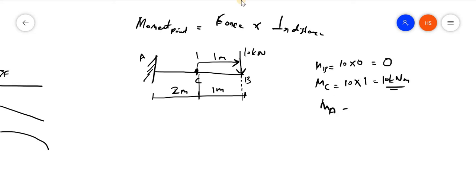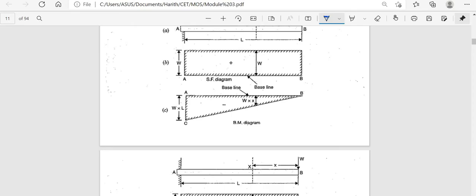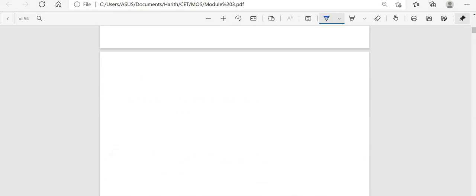Again, what is the moment at A? The moment at A will be 10, the force, into the perpendicular distance from this point, that is 2 plus 1, which is 3. So it is 30 kilonewton meter. So the moment at B is 0, the moment at C is 10 kilonewton meter, and the moment at A is 30 kilonewton meter.